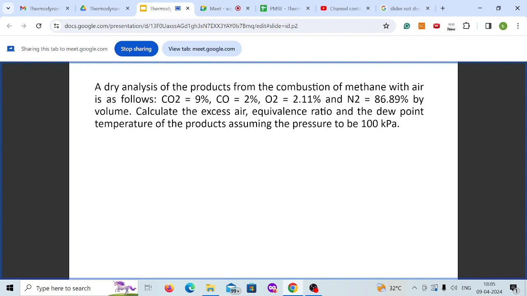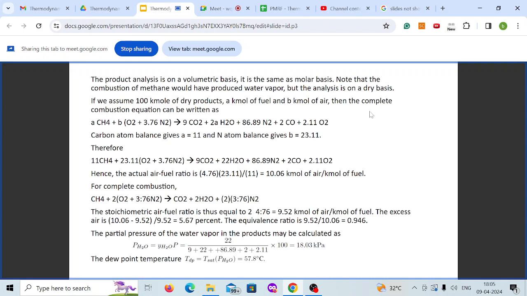I'll start. Say the methane and air you're combusting, and the products are given in volume fractions. So you need to find out the excess air, how much you are giving, and the equivalence ratio and dew point. So that's the question. Because this is given on a volumetric basis, that is equivalent to your molar basis. So the volume fraction you can take as mole fraction, and this being dry basis, you don't need to consider water vapor. So based on that, assume that we have 100 kilomoles of dry products.